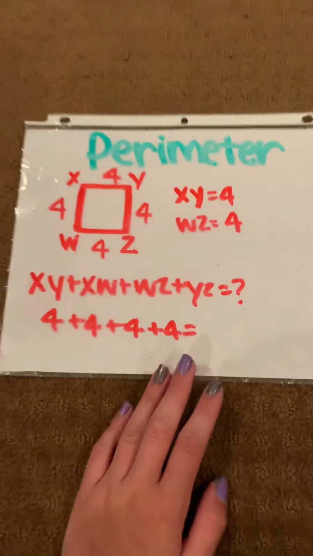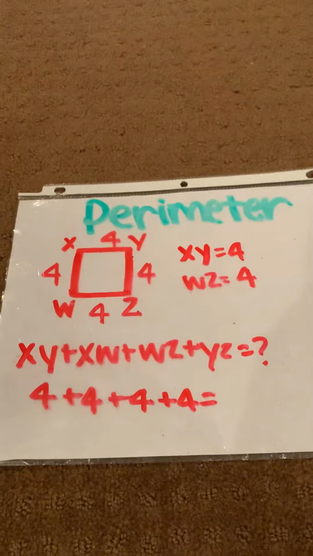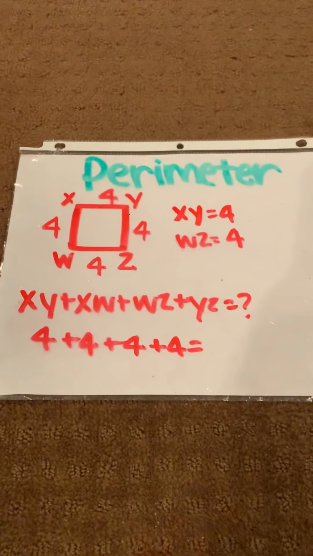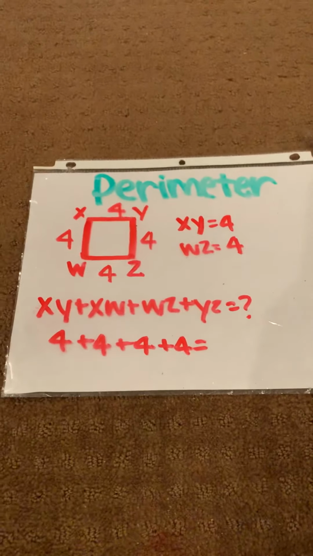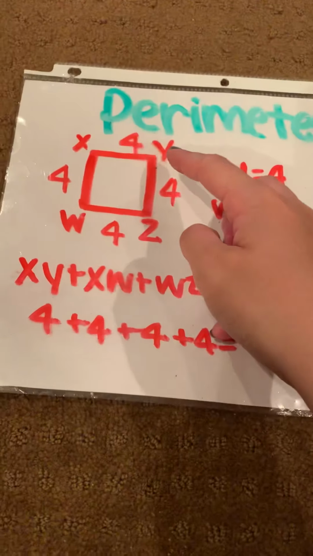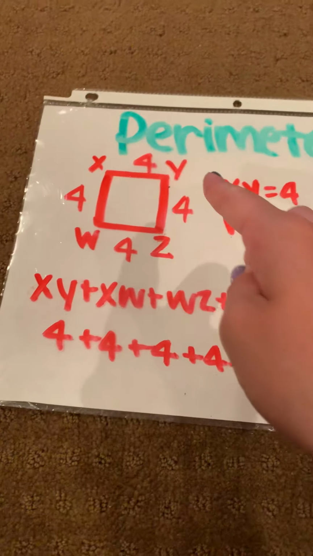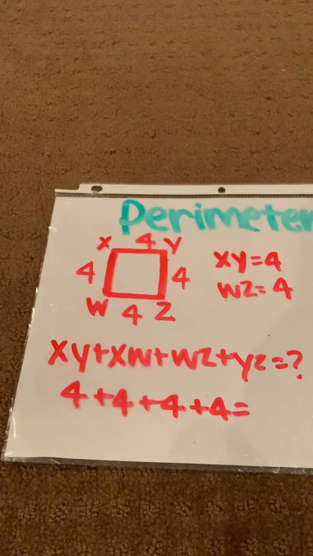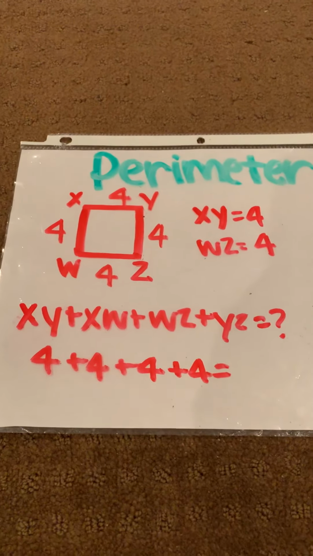So, if we start out with perimeter, we can start out with the perimeter of a square. Basically, what the perimeter means is the amount of space going around your figure. So with a square, we have one length of 4, one length of 4, one length of 4, and one length of 4. Because with a square, all sides are congruent and have the same length.